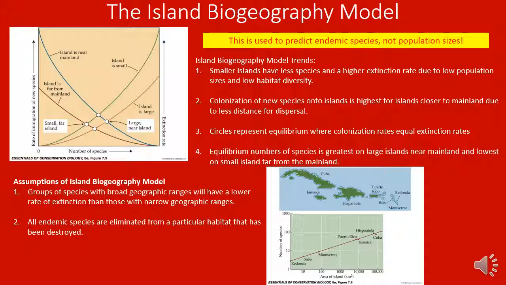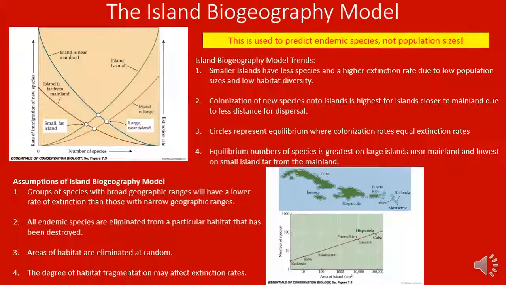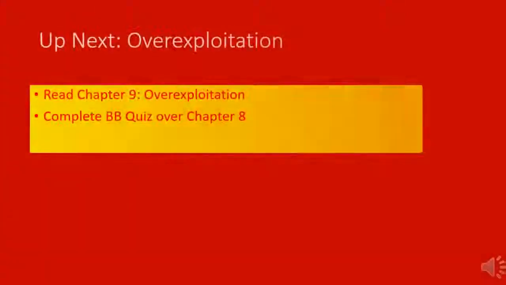And if some species is endemic to a particular habitat, if that habitat gets destroyed, that species gets eliminated, which is reasonable. And areas of habitat that get eliminated are random. By natural forces on these islands, it's random which one's going to get hit by a hurricane or whatever. We assume that that's all random. And then the degree of habitat fragmentation that exists might affect extinction rates. So if there's more fragmentation, it'll increase the rates. If there's less, it'll decrease them. So those are the assumptions of island biogeography.